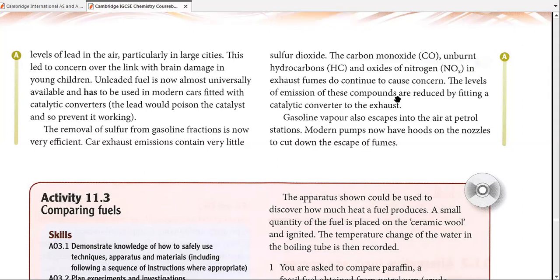The levels of emissions of these compounds are reduced by fitting a catalytic converter to the exhaust, so the amounts are reduced so much that they do not become a concern anymore. Gasoline vapors also escape into the air at petrol stations. Modern pumps now have hoods on nozzles to cut down the escape of fumes so that this also doesn't become a problem. All right. So this explains everything about blending of gasoline, and the usage of gasoline in modern cars.